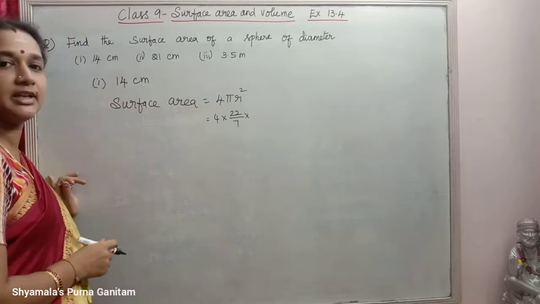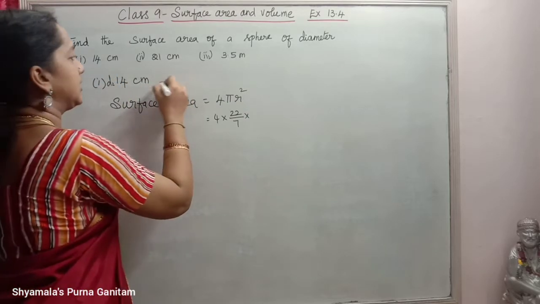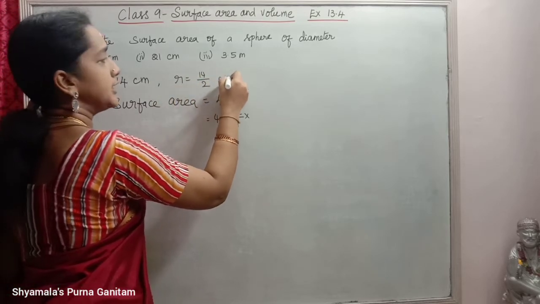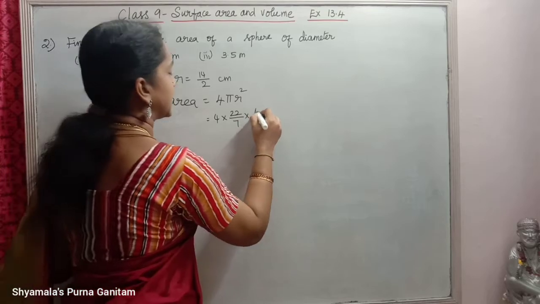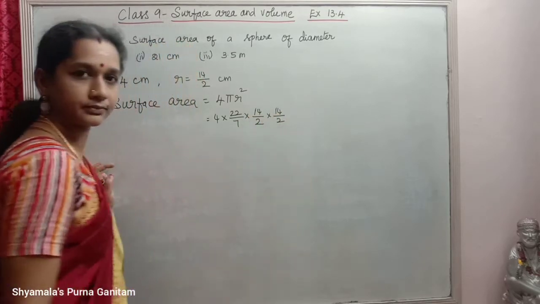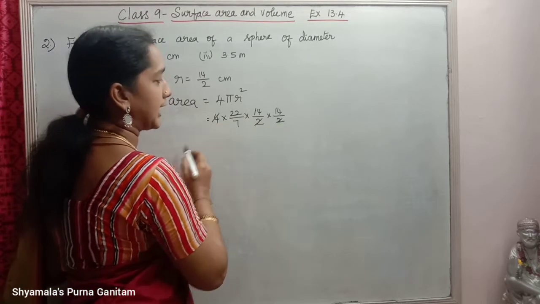So this is given in diameter. So d is equal to 14 centimeter. So r is equal to 14 by 2 centimeter. So that we will substitute: 14 by 2 into 14 by 2. Okay. So 2 2s are 4. This 4 we will cancel.